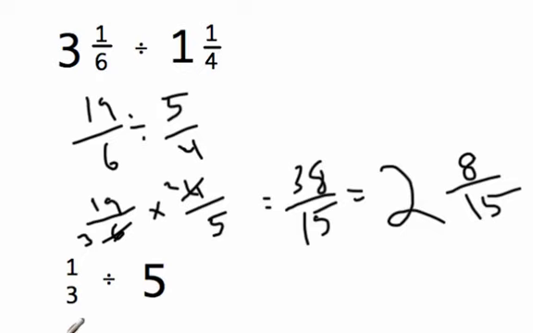1/3 divided by 5. Again, keep 1/3. Change division to multiplication. And we're going to flip 5. Since 5 was 5 over 1, we're going to make it 1 over 5. And we should end up with 1/15.